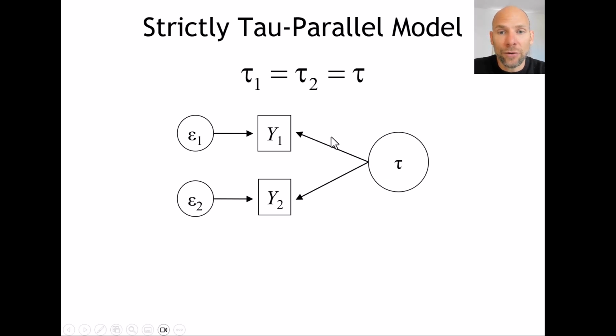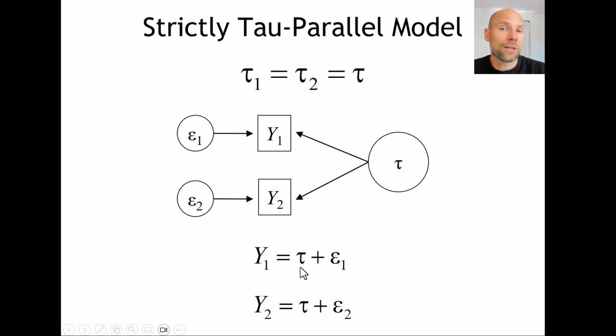Both the factor loadings here are implicitly fixed to 1, because the measurement equations that you can see here down below do not contain a factor loading, so it's implicitly fixed to 1. So in a strictly tau parallel model, we have a single factor model with equal factor loadings and equal error variances, which you can see here in the diagram. The variances are not directly included here, but the assumption is that epsilon 1 and epsilon 2 have the same variance. And so then this model has only 3 parameters.